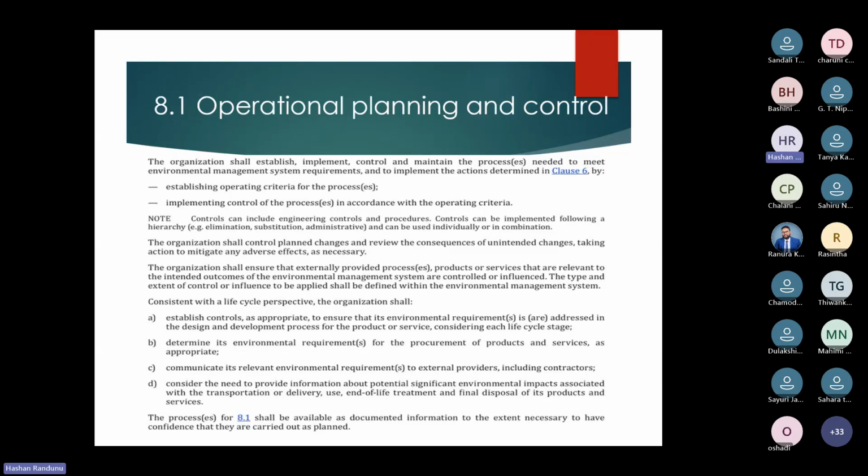And then the organization shall ensure that externally provided processes, products, or services that are relevant to the intended outcomes of the environmental management system are controlled or influenced. The type and extent of control or influence to be applied shall be defined within the environmental management system, right? If you get externally provided processes, products, or services, then you need to consider controlling or influencing those externally provided processes, products, and services in order to minimize the impact to the environment.